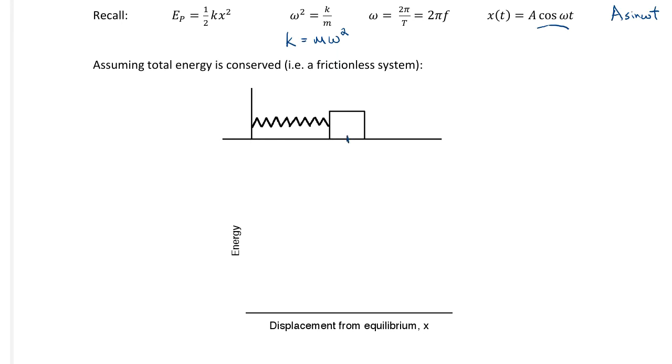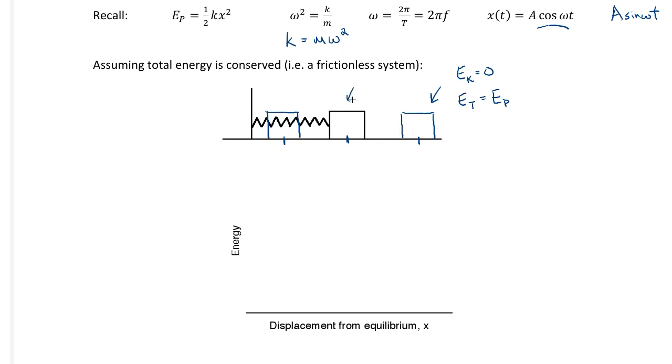Let's set the equilibrium position here, and we'll imagine the extremes are out here and over here, and I'll try and draw these symmetrically. Now, at the extremes, remember the block is going to come to rest, so the kinetic energy is going to be equal to 0. And as a result, the total energy is just equal to the potential energy, the energy stored in the spring. That's going to be the same at this extreme as well.